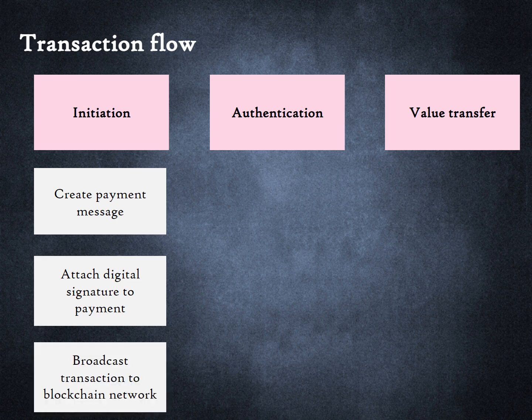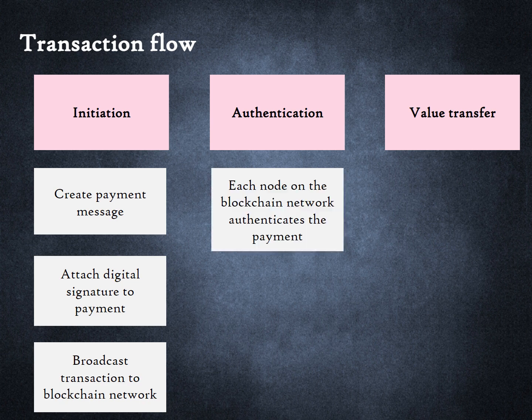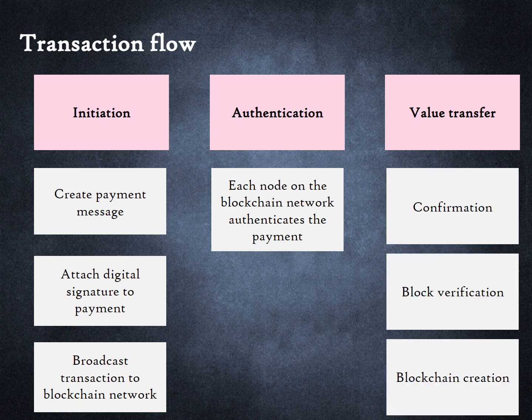Next, the payment message is broadcast to the blockchain network. Fourth, the payment message is authenticated by a majority of the nodes on the network. However, there are some other steps that must occur before value transfer can occur. These are confirmation, block verification and blockchain creation. We will begin with confirmation.